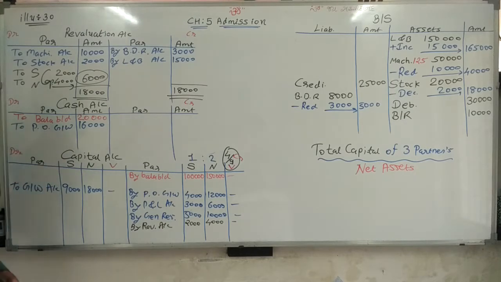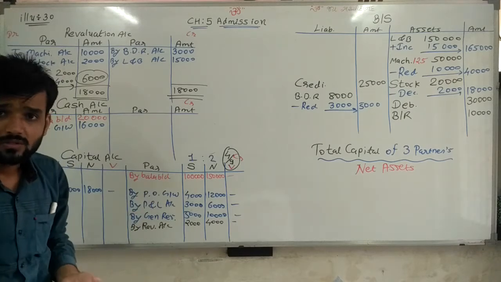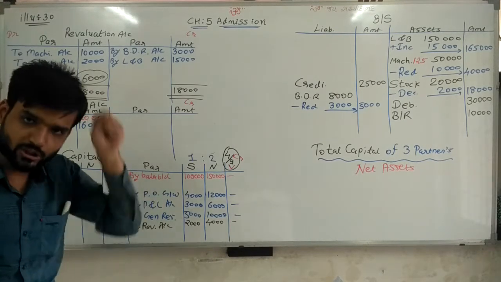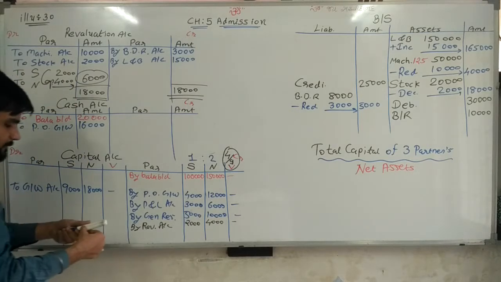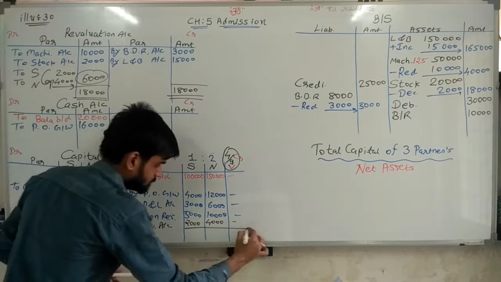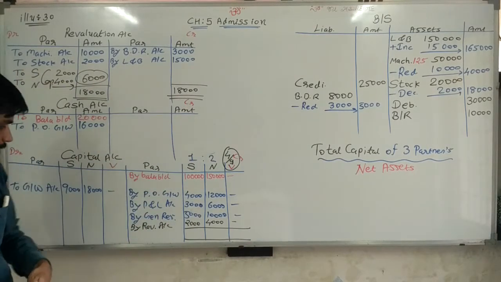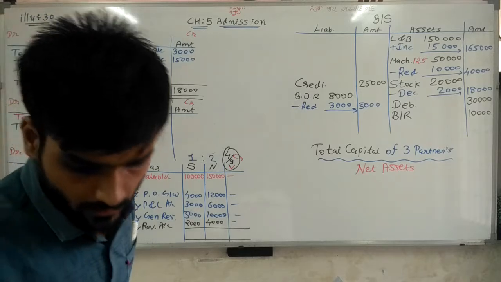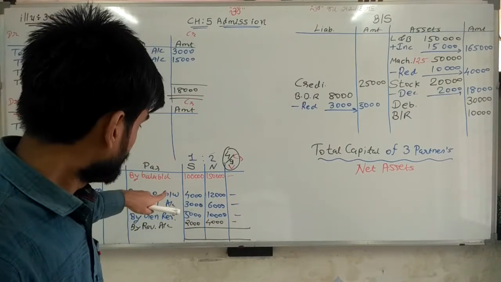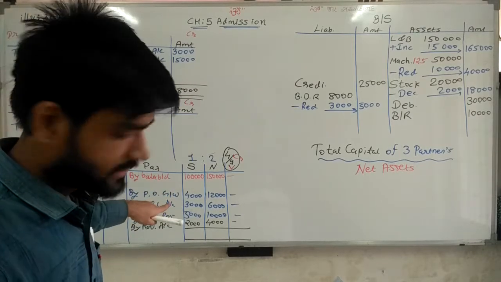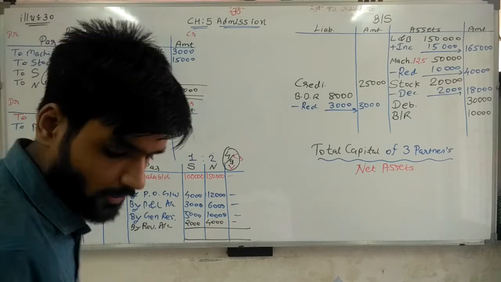Now we cannot close the cash account because we don't know how many rupees the new partner brings. That we need to calculate first. So first of all, I am closing the partners' capital accounts. 1 lakh rupees, 4,000, 3,000, 5,000 and 2,000. The total of it is 1,14,000.